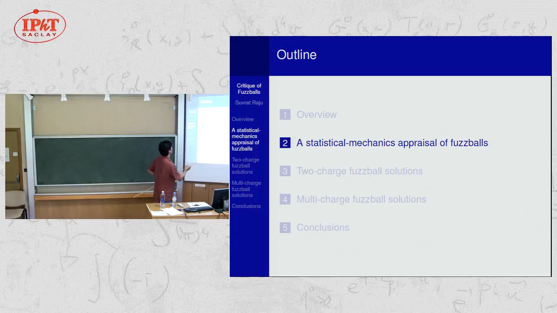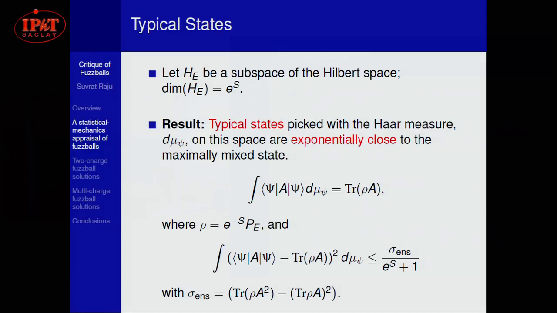So as I said, this is the first part, which is some general arguments, and then I'm going to talk about the two-charge fuzzball solutions, the Lunin-Mathur solutions that started off the fuzzball program, and then I'll talk about the more recently found class of multi-charge fuzzball solutions. Okay, good. So let me just outline a few basic stat mech results, just so you're on the same page.